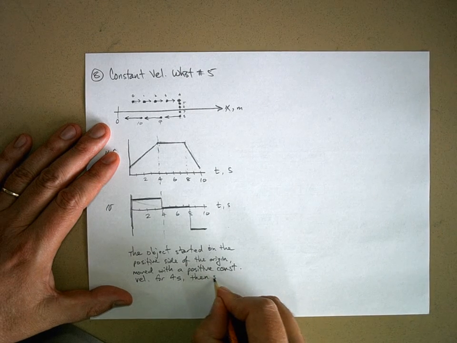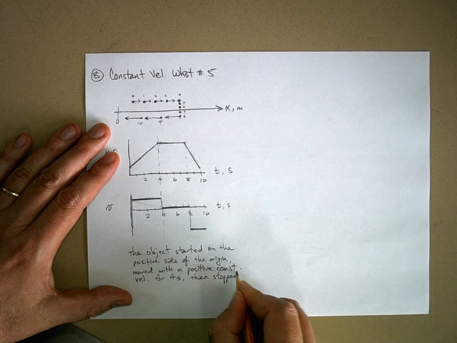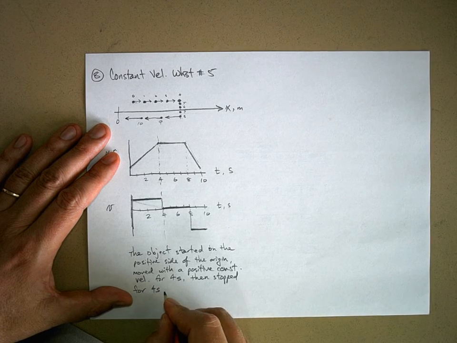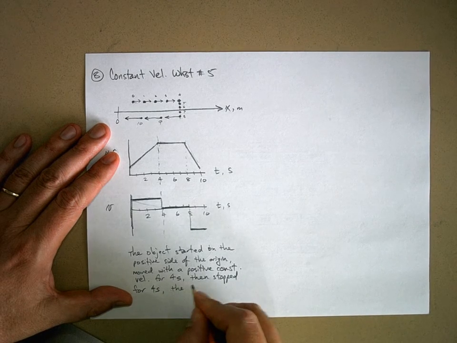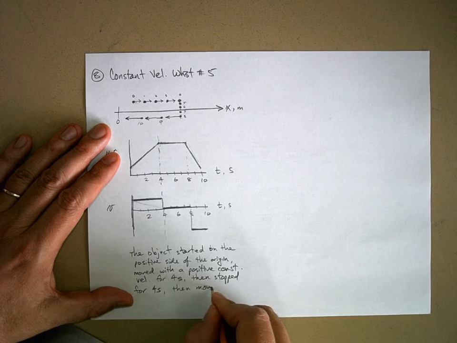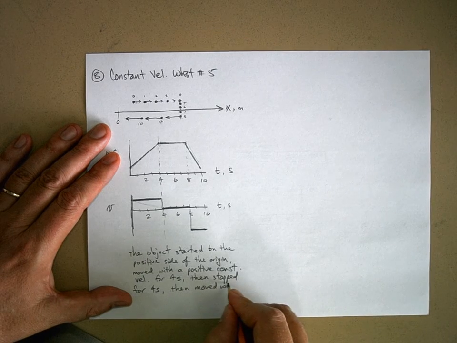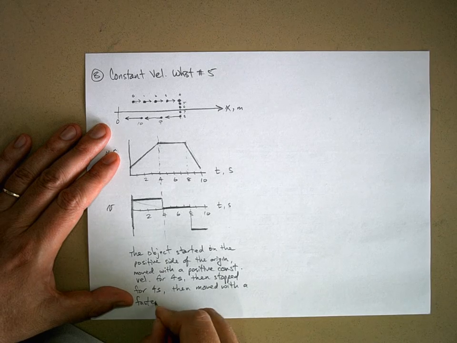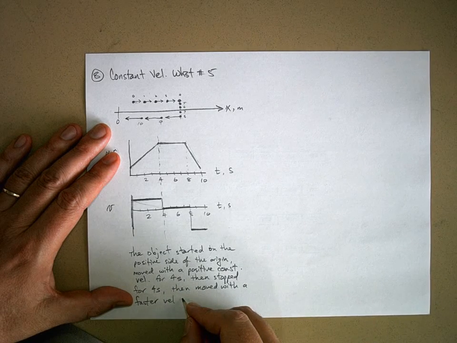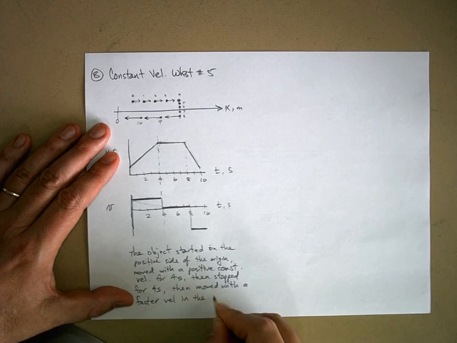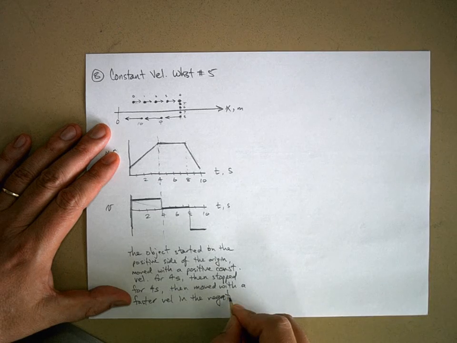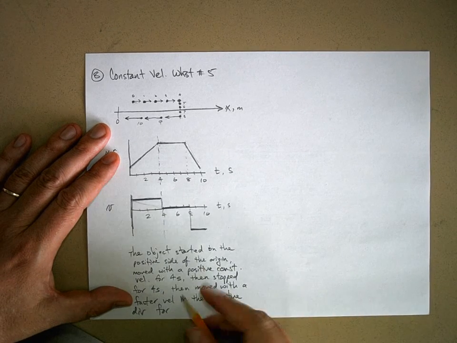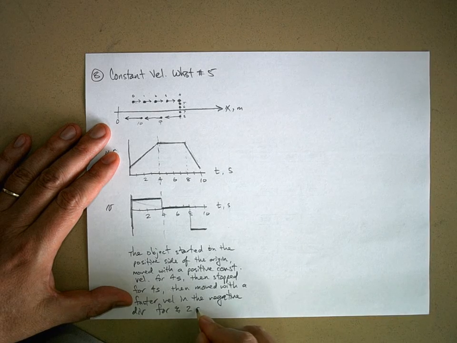Then stopped for how long? 4 seconds. Then moved with a faster velocity in the negative direction for 2 seconds. Okay?